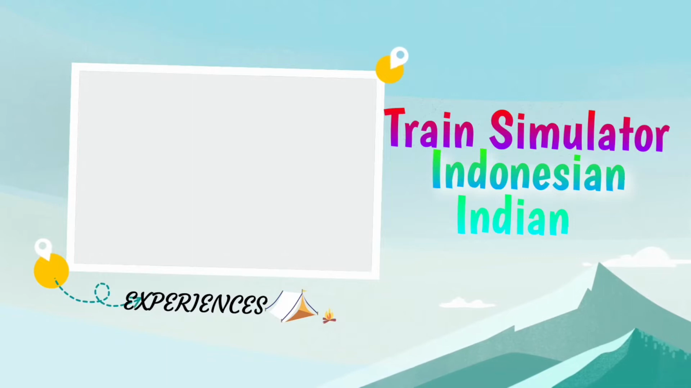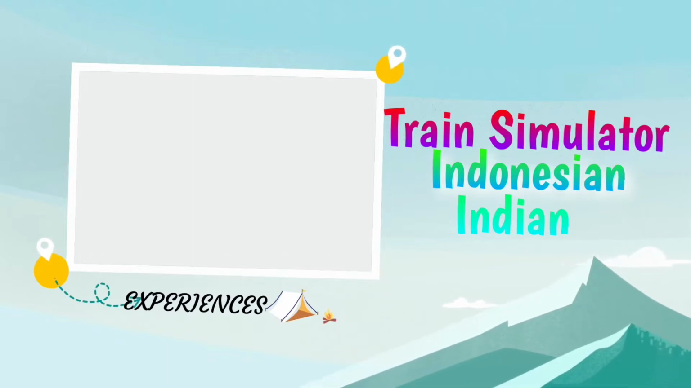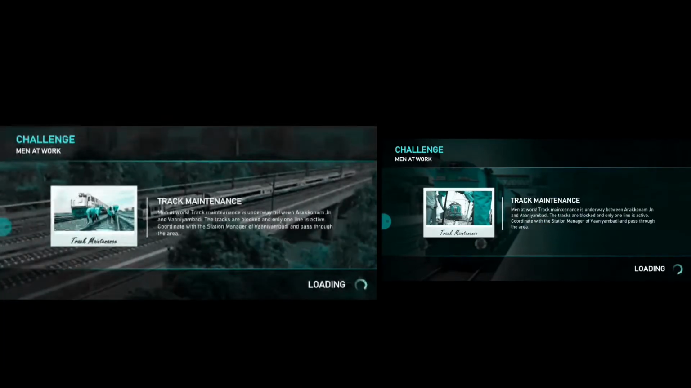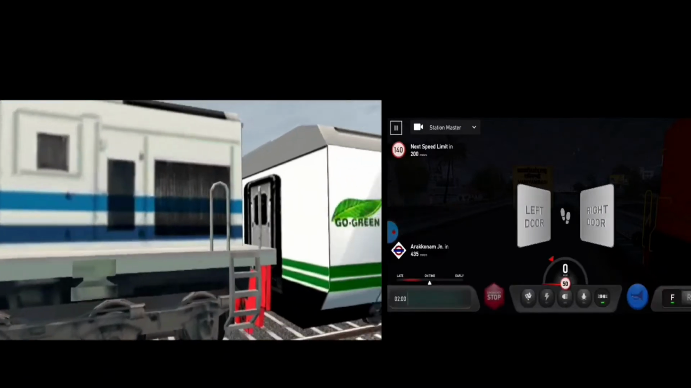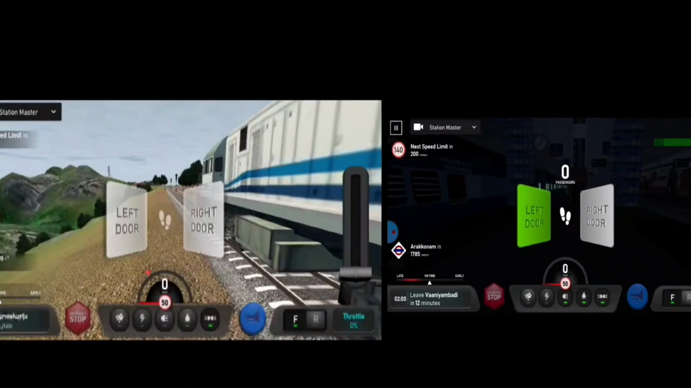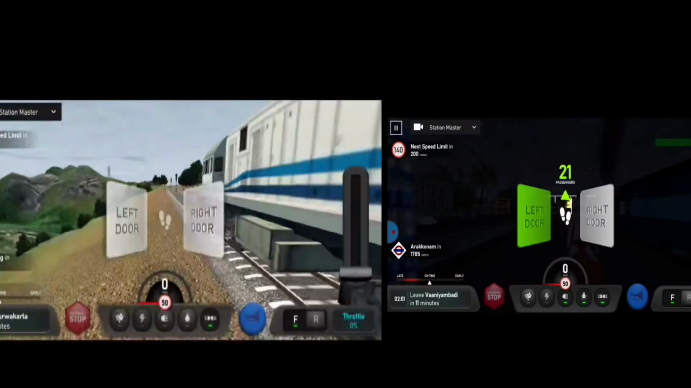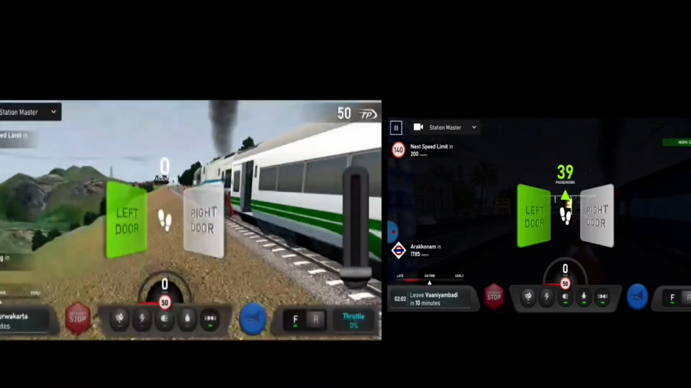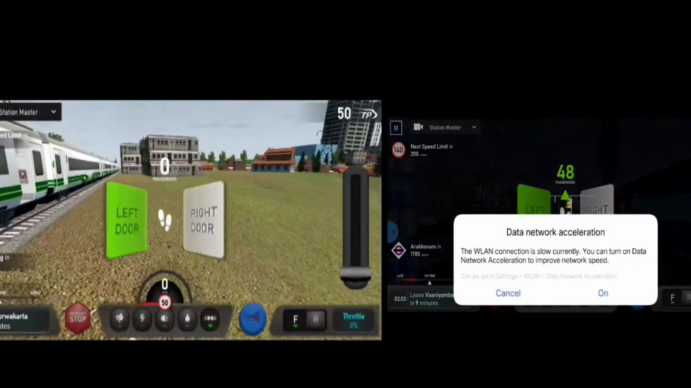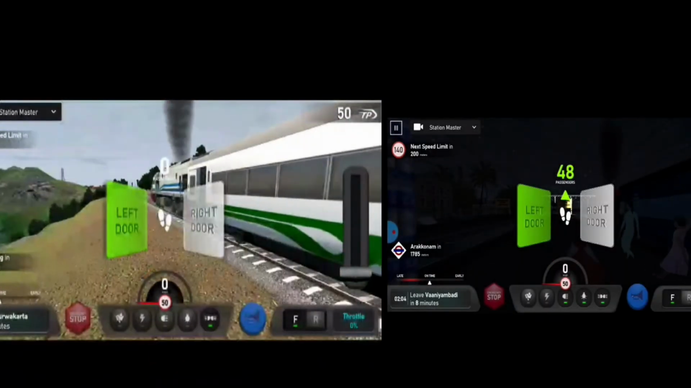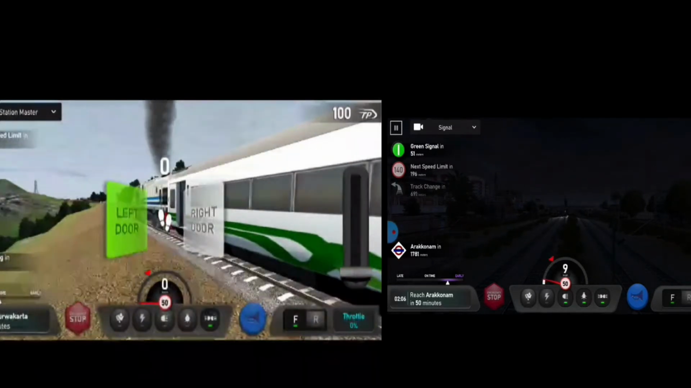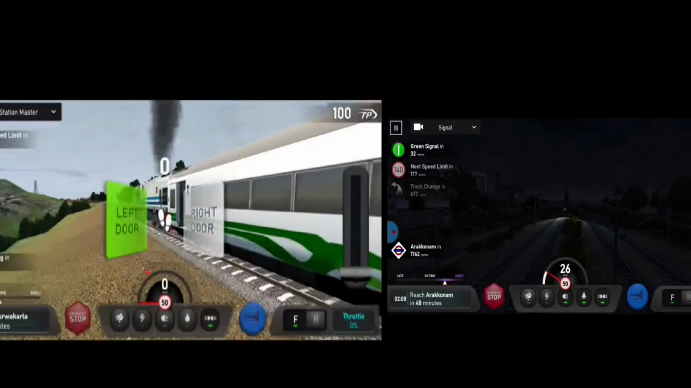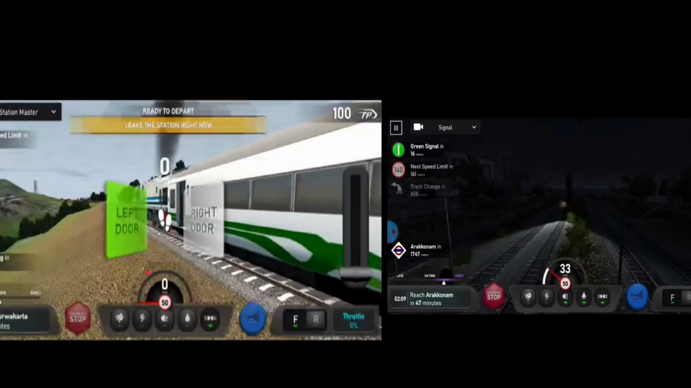I am playing Indonesian Train Simulator and Indian Train Simulator, main network track maintenance. What? Like this? Which one is which? Indonesian and Indian. Both are different. What? In Indian? Indonesian is not on board. Indian is on board.